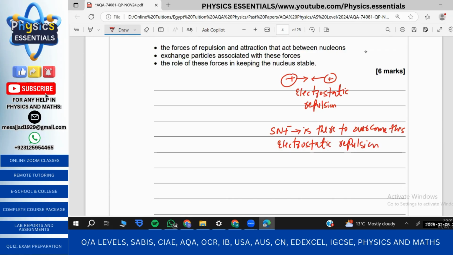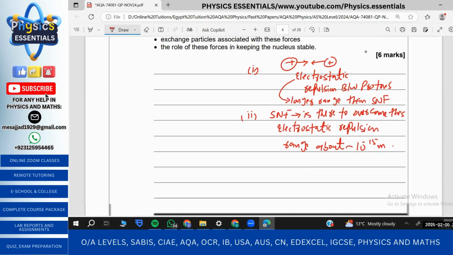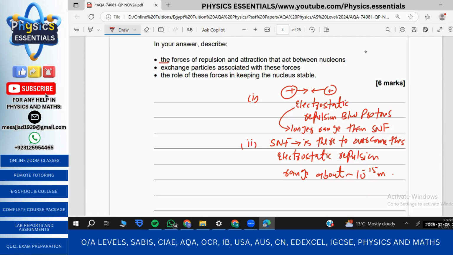So you will have two kinds of forces: electrostatic repulsion between protons, and the strong nuclear force, SNF, which is there to overcome this electrostatic repulsion, right? And you can say that its range is about 10 raised to the power minus 15 meters, right? And the range of the electrostatic force is longer than that of the SNF, okay? So that is the answer to the first part, the forces of repulsion, okay?